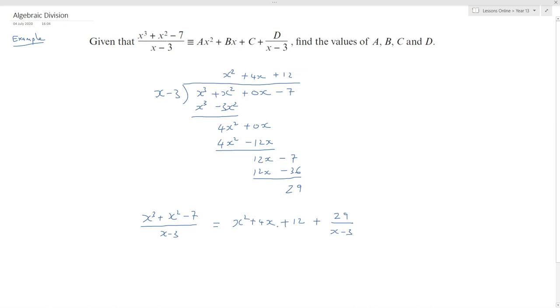Now when I look at the question, it says find the values of a, b, c and d. It's exactly in that form. So that tells me that if I equate the coefficients, a is equal to 1, b is equal to 4, c is equal to 12, and d is equal to 29. Job done. So time for you to make some notes, and we'll look at another example. So hit pause when you're ready to move on, hit play again.